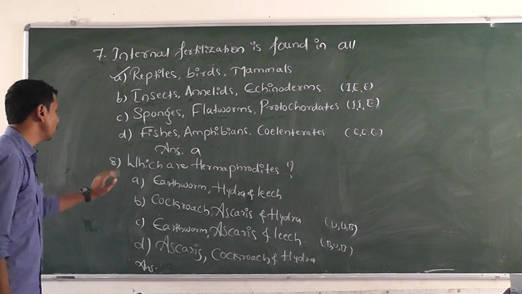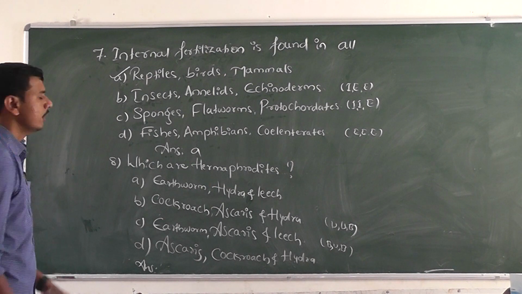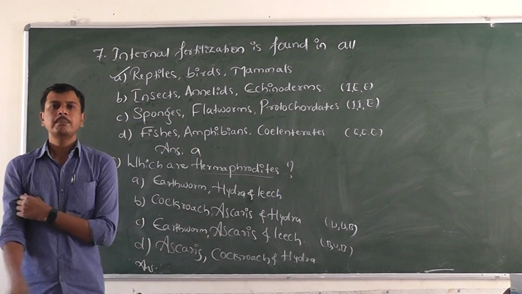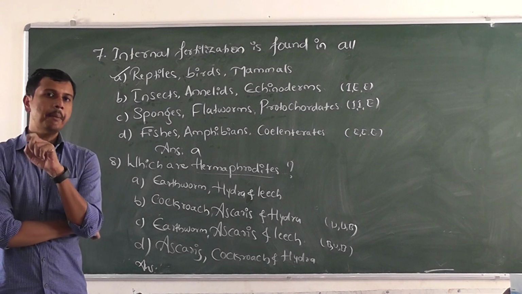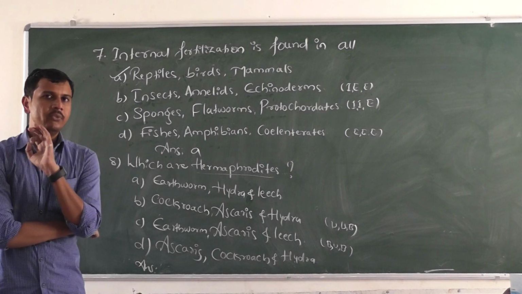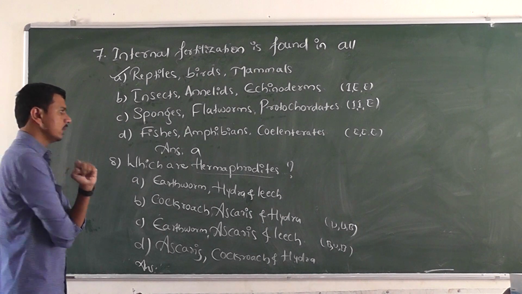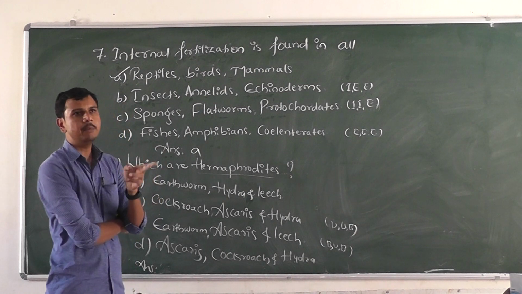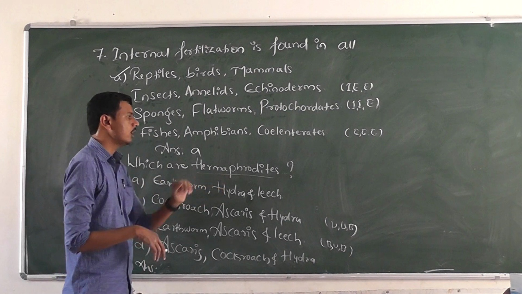Then we will concentrate on question number 8, which are hermaphrodites. First, what is the meaning of a hermaphrodite? If an individual contains both male and female parts, or both male gamete and female gamete, we call that organism a hermaphrodite. Both male and female parts are present in a single individual.